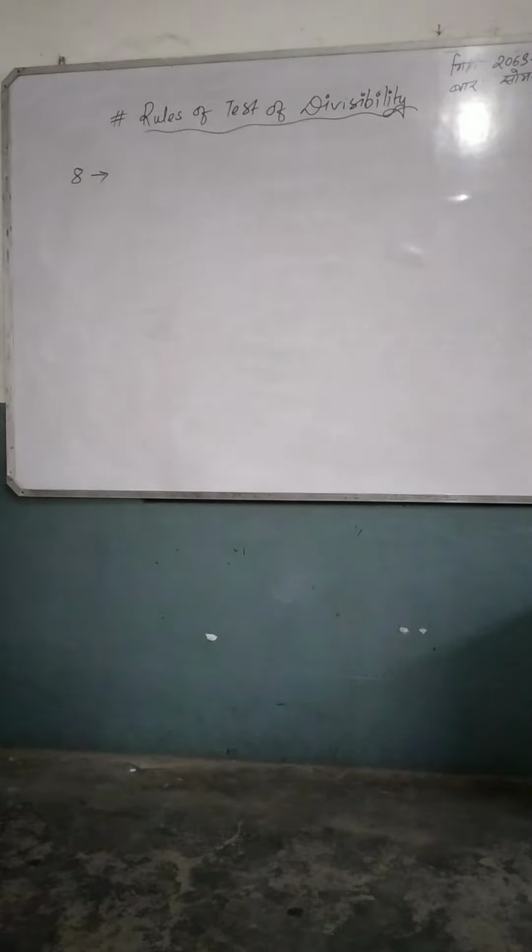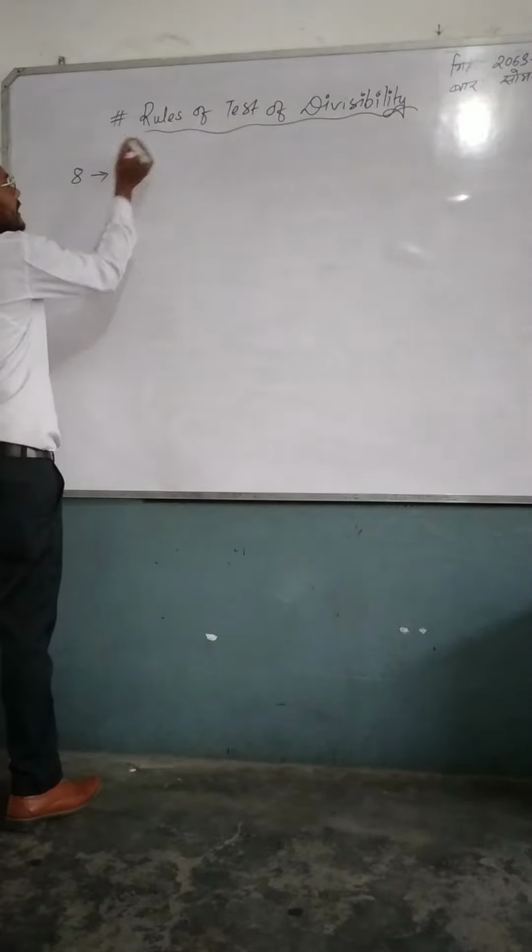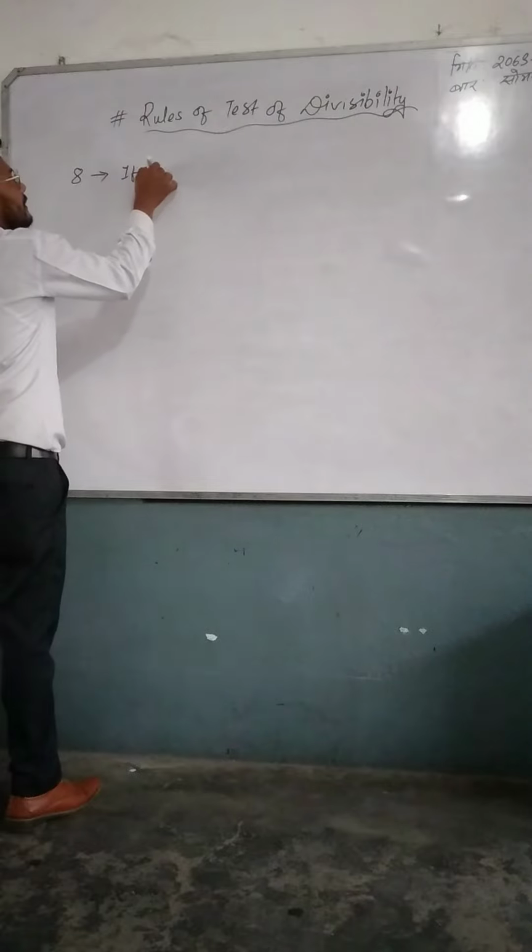Now 8 is also same like 4 only. For 4 what we did? Last two digits. Last two numbers, isn't it? We have to check last two numbers. If those numbers are exactly divisible by 4, then the whole number is exactly divisible by 4 only. Now let us check for 8. 8 also like that only. You have to see the last three numbers.